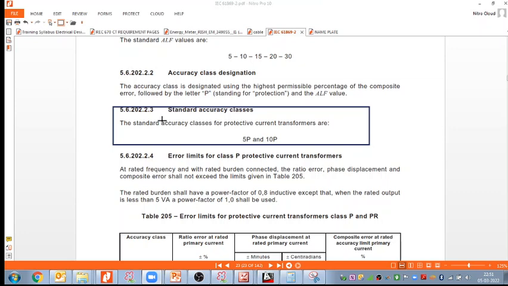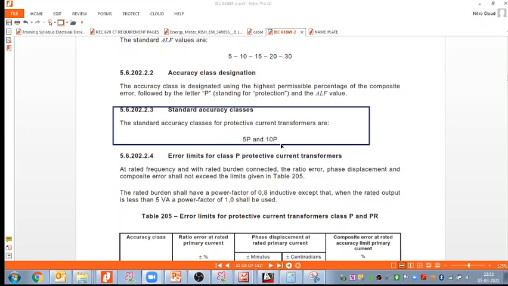So coming back to the standard accuracy class, as per the IEC, the standard accuracy classes for protective current transformers are 5P and 10P. In metering CT we have many: 0.1, 0.2, 0.2s, 0.5, 0.5s, and class 1. But when it comes to the protection CT core, then we have only two options.